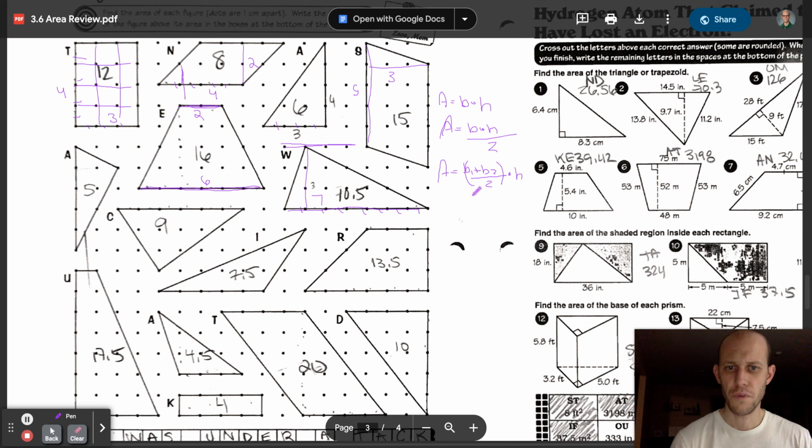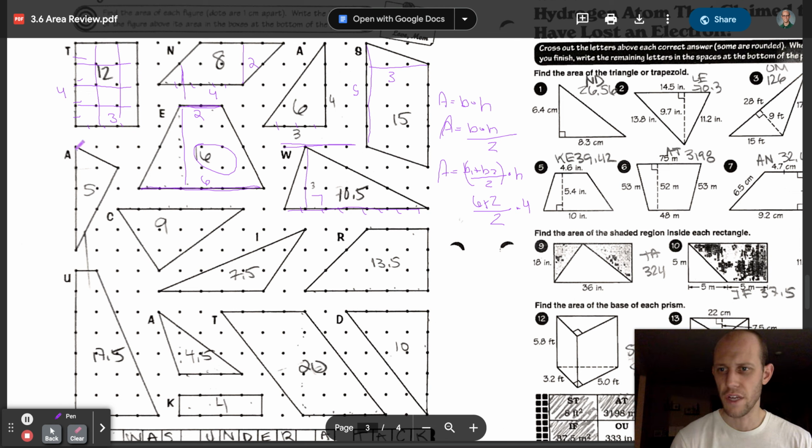So according to this formula, I will do 6 plus 2 divided by 2 times the distance between them, the quickest path, which is 1, 2, 3, 4. 6 plus 2 is 8. 8 divided by 2 is 4, and 4 times 4 is 16.